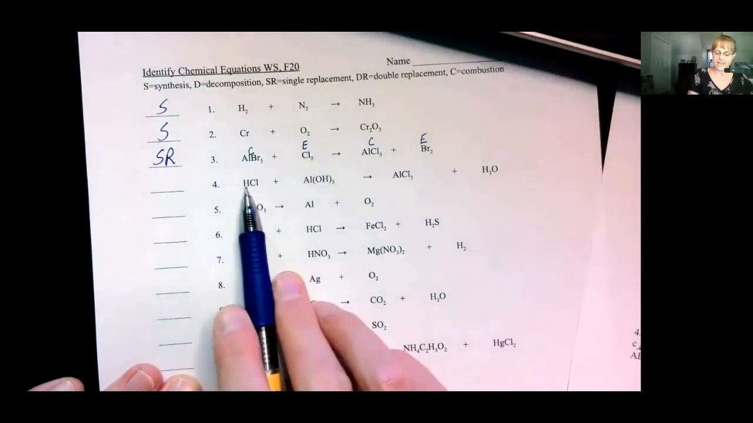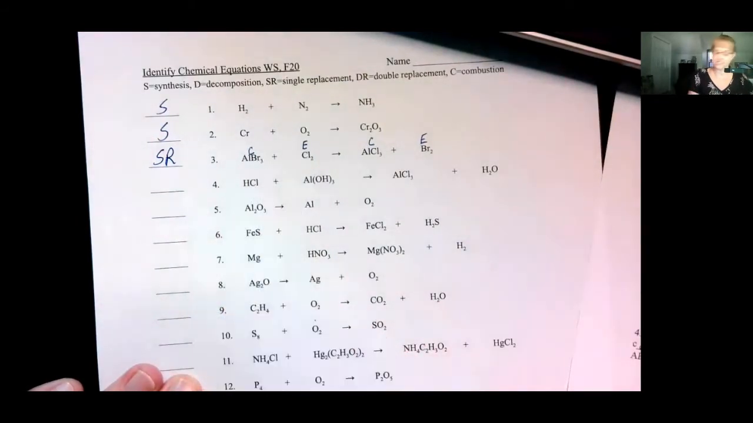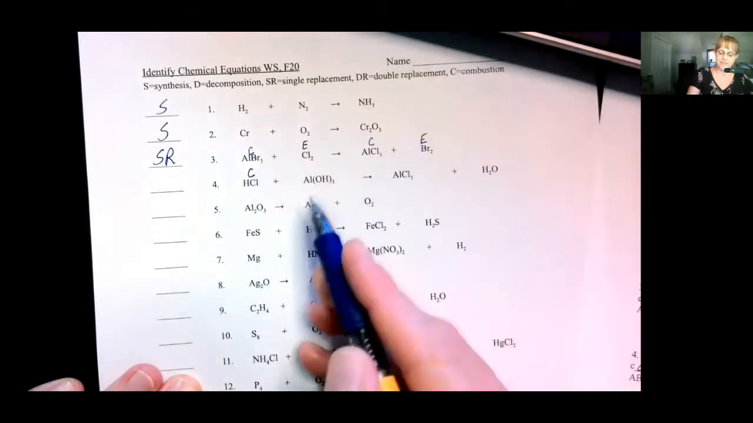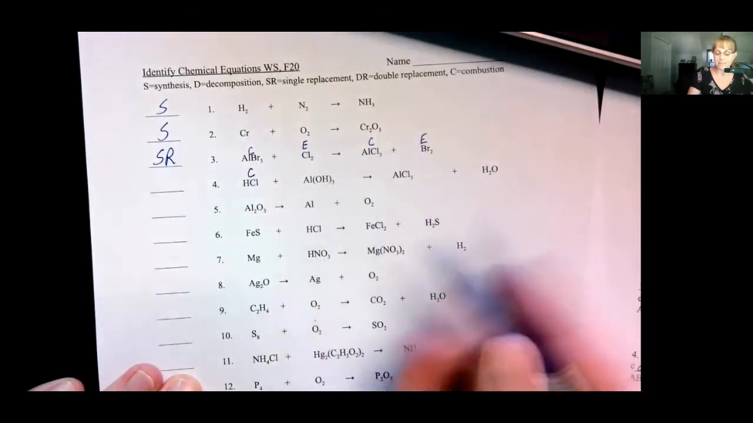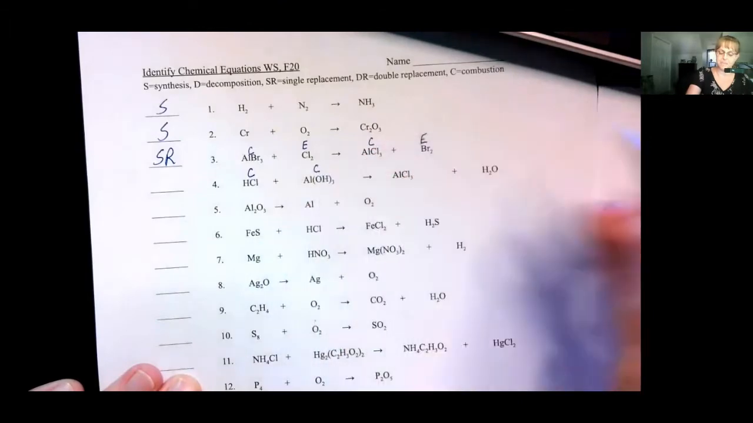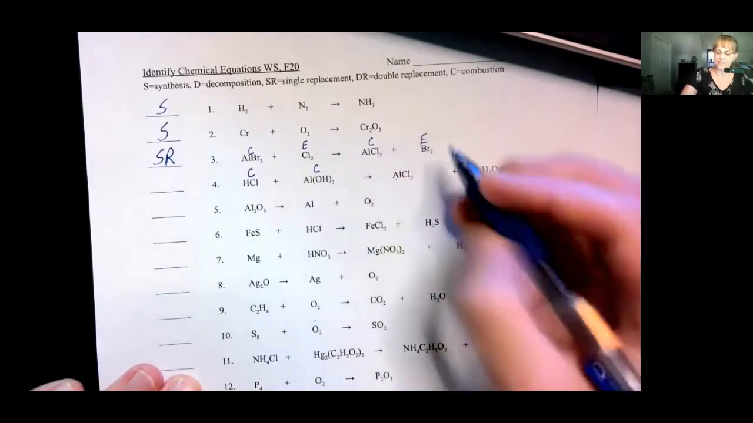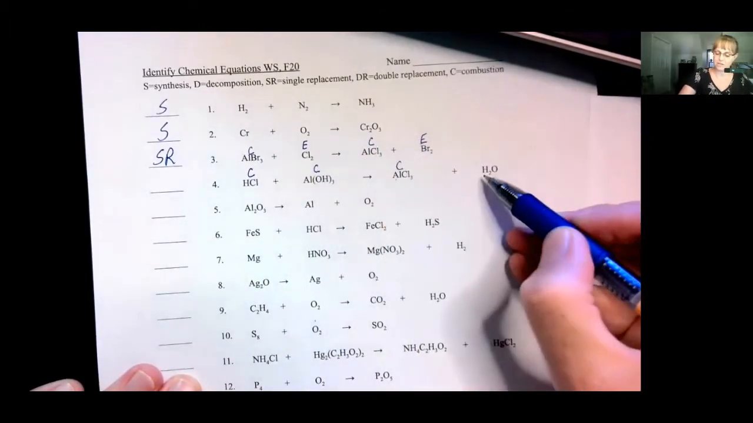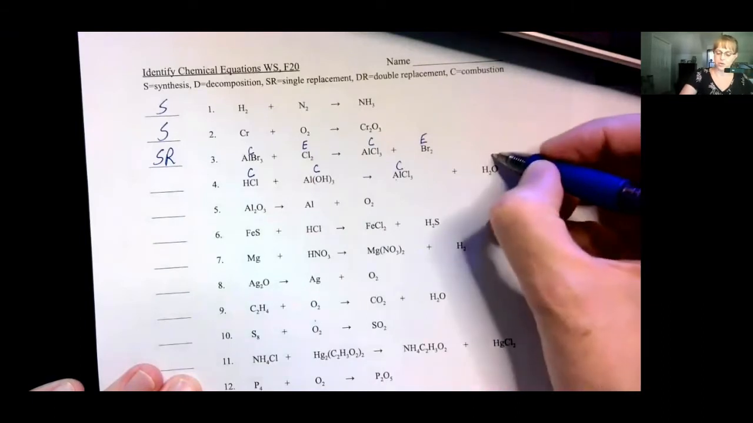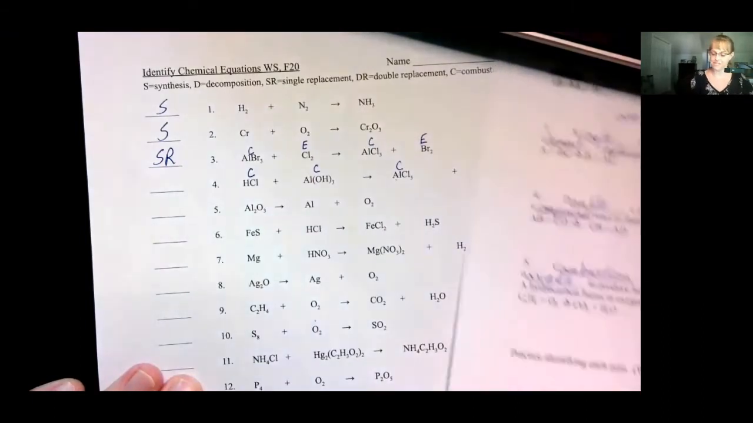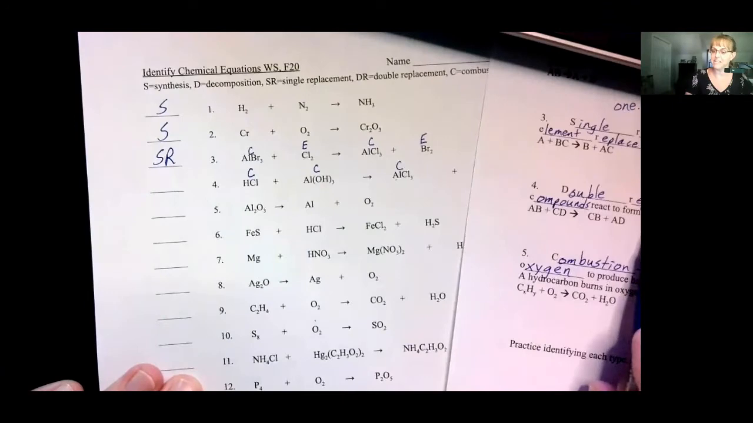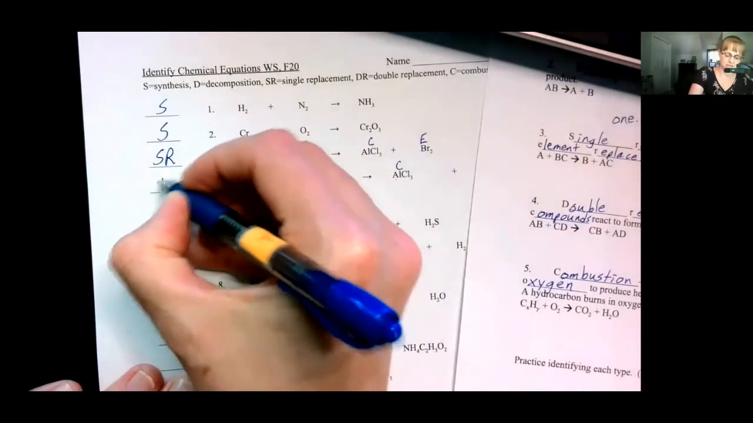All right, HCl, two capital letters, is a compound. Al(OH)3, three capital letters, still a compound. Two capital letters, A and C, compound. Two capital letters, H and O, compound. We have all compounds. Therefore, it must be a double replacement reaction.